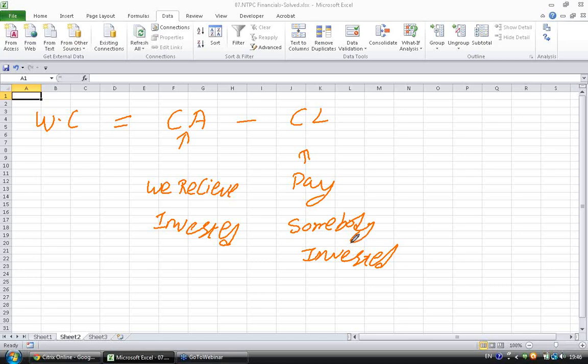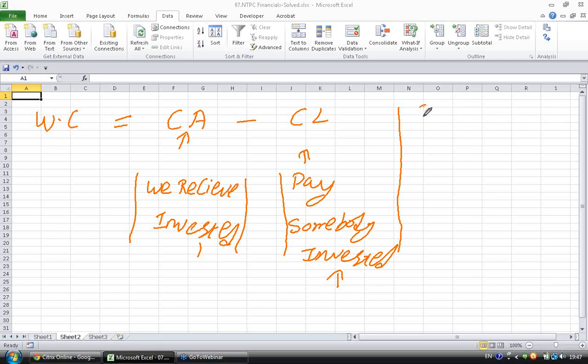So this is what we owe, and this is what we have to receive, or this is what we invested, or this is what somebody else has invested on behalf of us. Now if somebody asks you, what would you prefer, a higher working capital or a lower working capital? Do you want this number to be positive or negative? Ideally your answer should be, it depends.